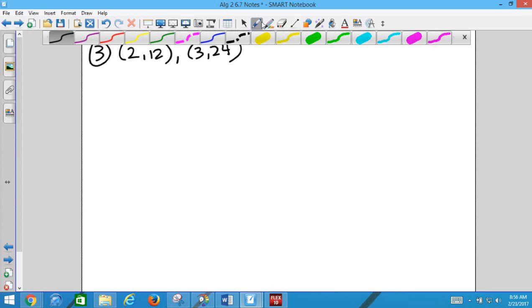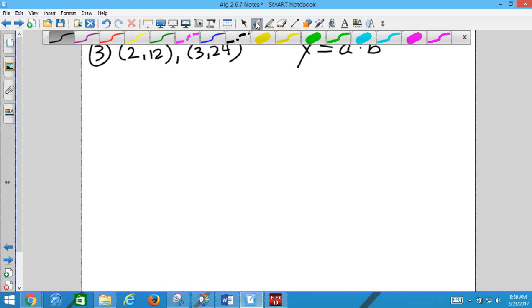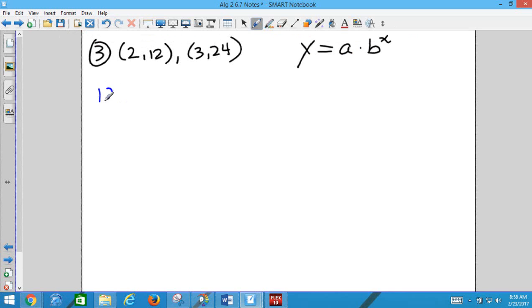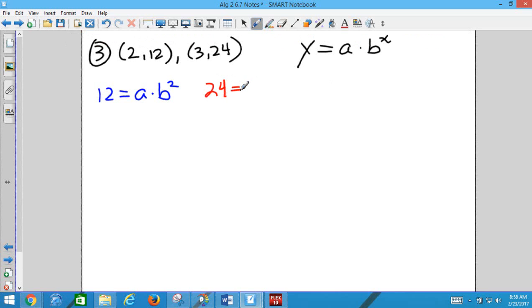So we're going to start out by writing 2 equations. And remember, the equation we are using is y equals a times b to the x. So we'll have 12 equals a times b to the second, and 24 equals a times b to the third.